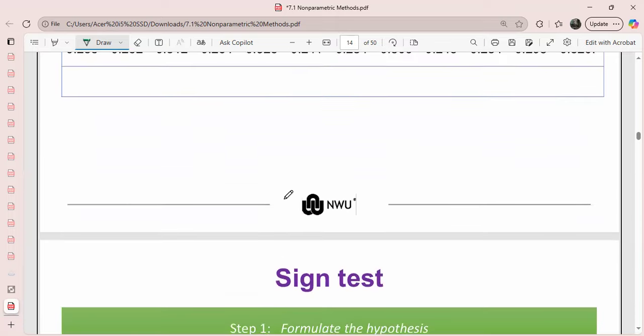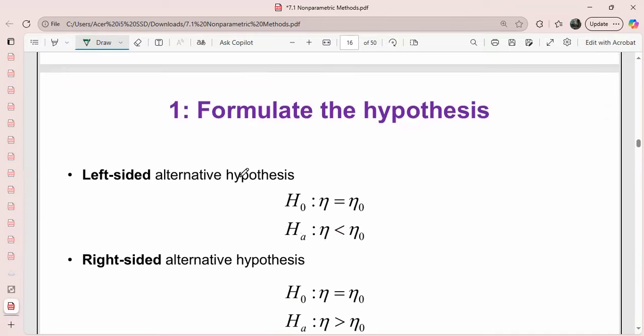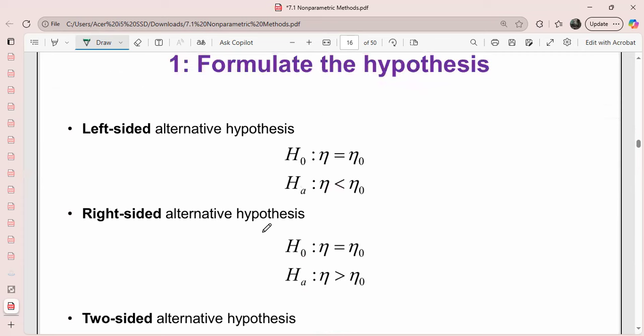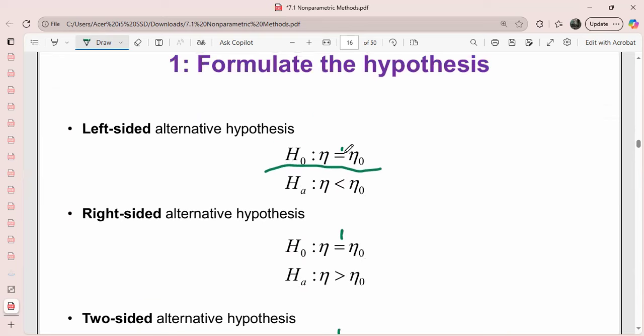Now, when we look at this, the steps are still the same. Step 1, let's formulate the null and alternative hypothesis. Remember, this is very important. With hypothesis testing, don't worry about the null hypothesis, because for the null hypothesis we always use the equal sign. You just say the null hypothesis is that the population median is equal to that value. But you need to be careful and look at the symbol of the alternative. Depending on the question, you can use less than, greater than, or the two-tailed, two-sided symbol.